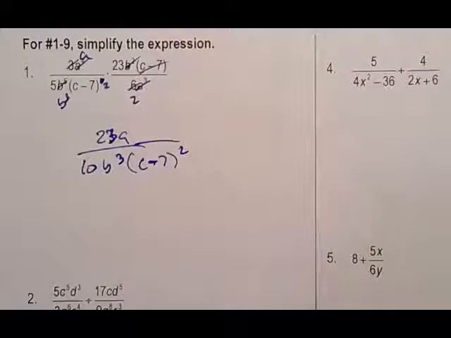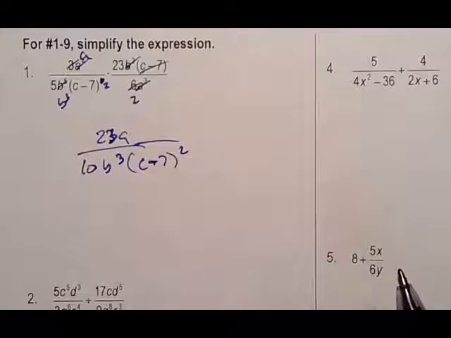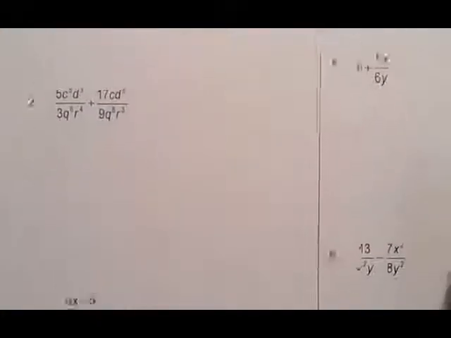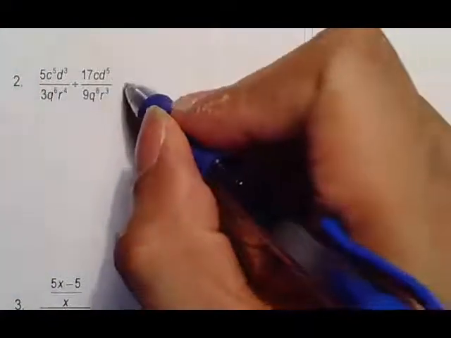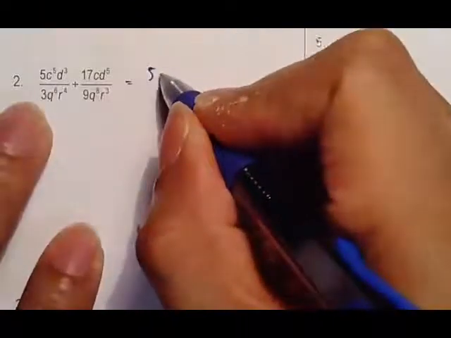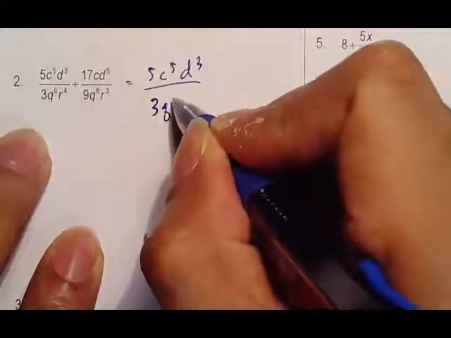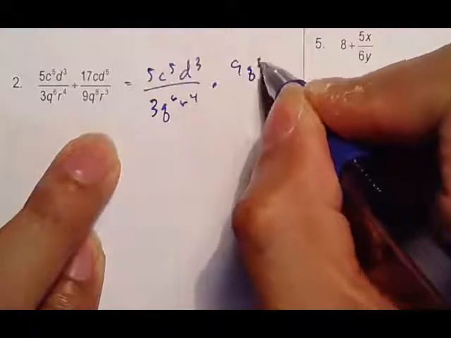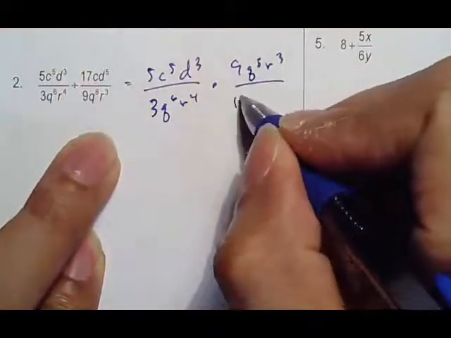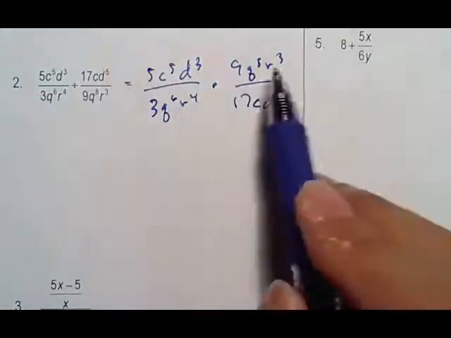So again, that was your multiplication part that we learned how to do, is just cancel out what's there and then put whatever's on top and bottom together, and that's that. Alright. We also learned that on division, remember, we don't know how to divide rational expressions, but we do know how to multiply them. So we put 5C5 D3 over 3 Q6 R4 times, and then we flip this over, 9Q8 R3 over 17 CD5. And from there again we follow what we learned to do.